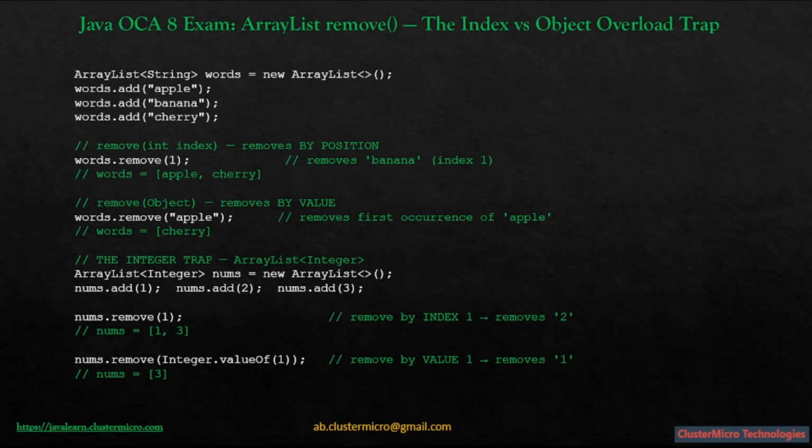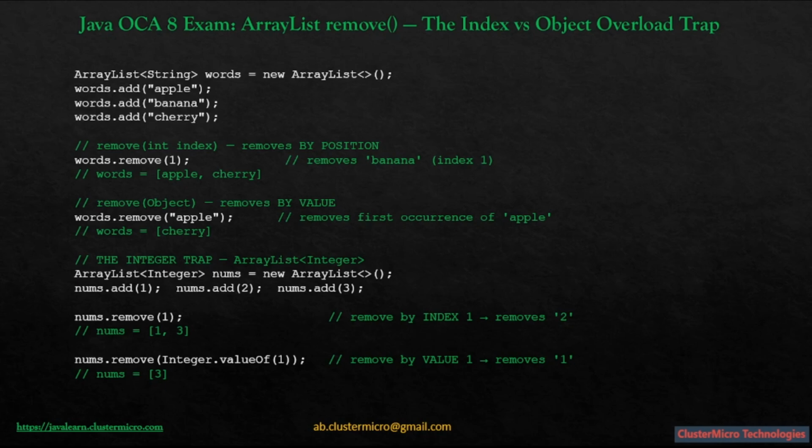Now nums.remove(Integer.valueOf(1)). To remove by value, you must force boxing. Integer.valueOf(1) creates an Integer object, not a primitive int. Now Java sees an object being passed and resolves to the remove by value overload. It searches for the first element equal to Integer 1 and removes it. The list is now just 3.